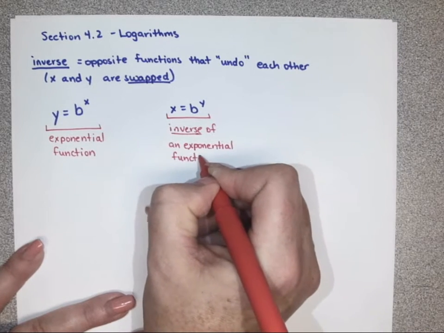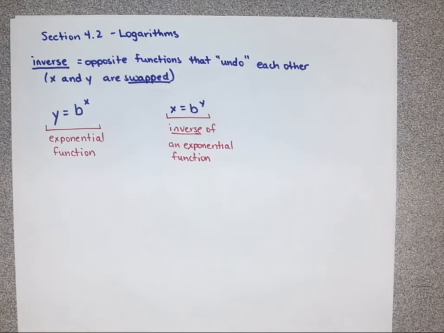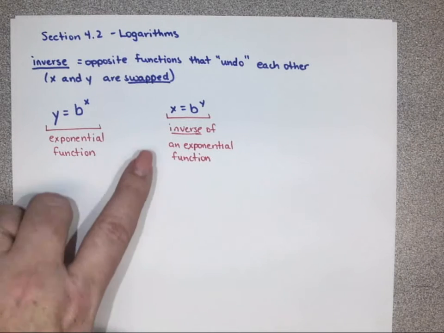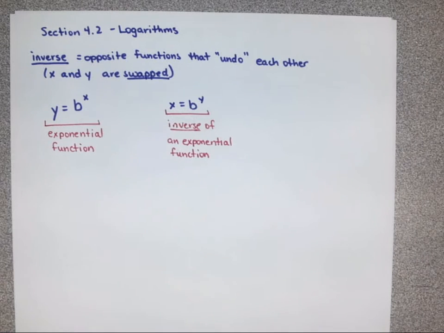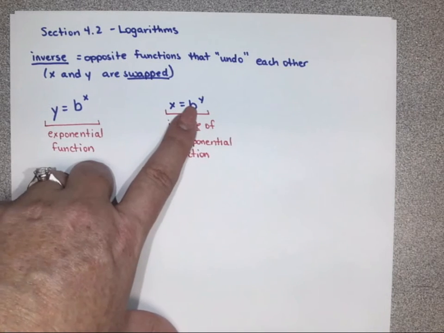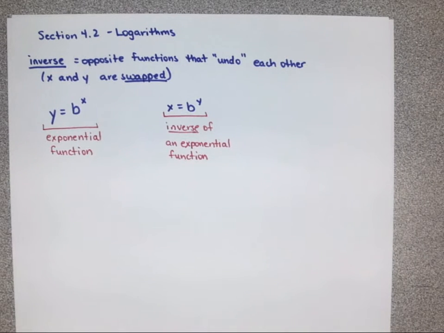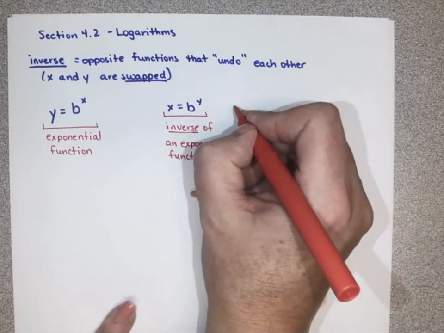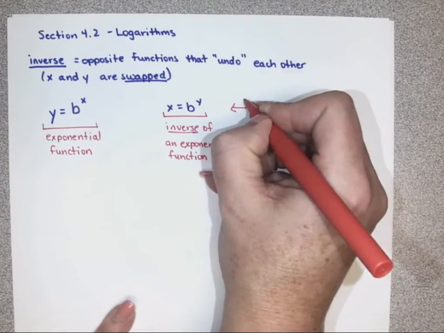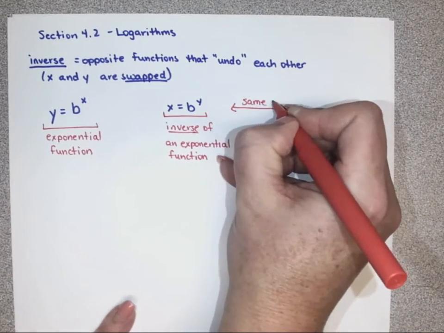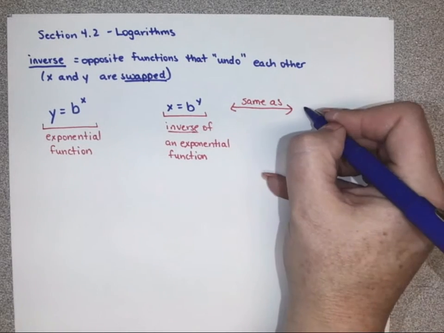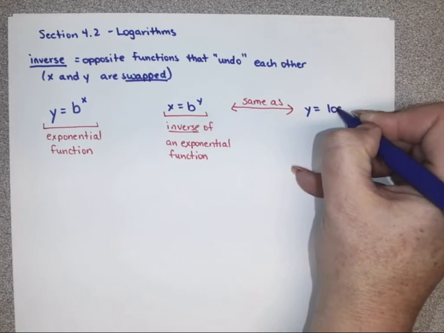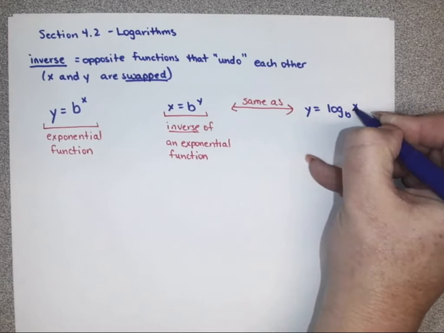But the problem with this is normally when we did inverses before, remember we would then solve for y. What's going to be the problem with us trying to solve for y here? Where's y located at? In the exponent, and that's kind of at an untouchable location as it is. And so we're going to look at a new form for the inverse called a logarithm. Okay, so it's going to be the same as saying y equals log base b of x.